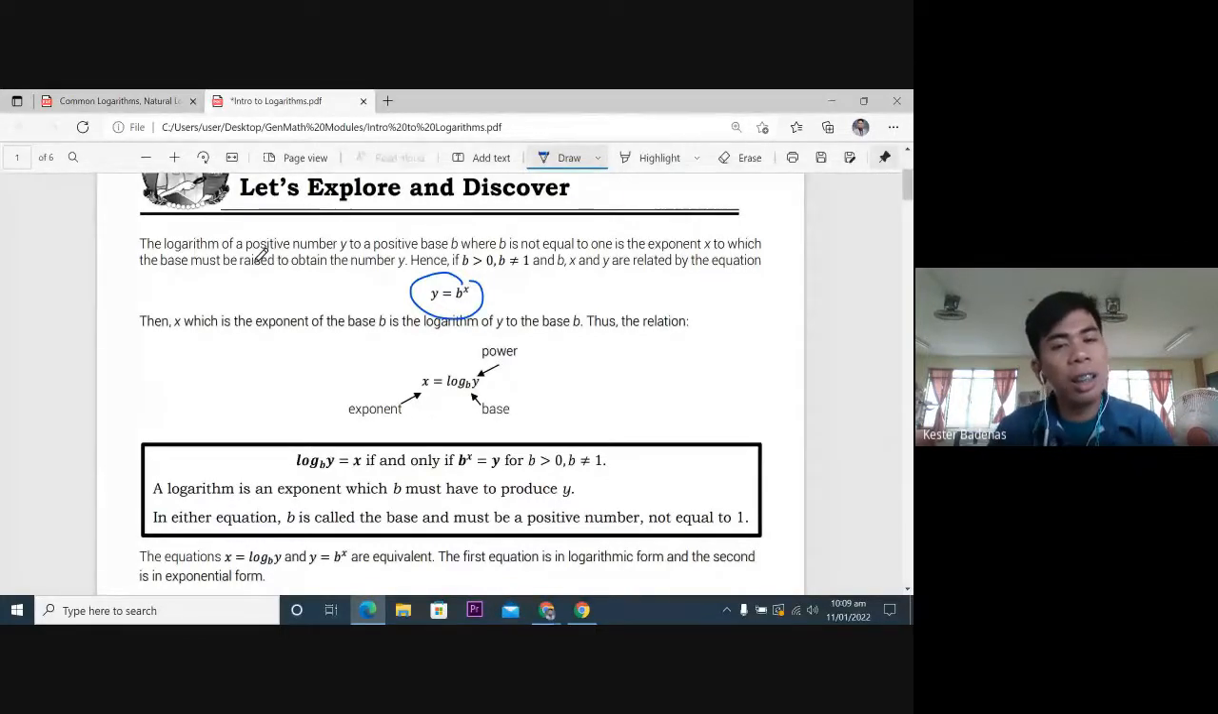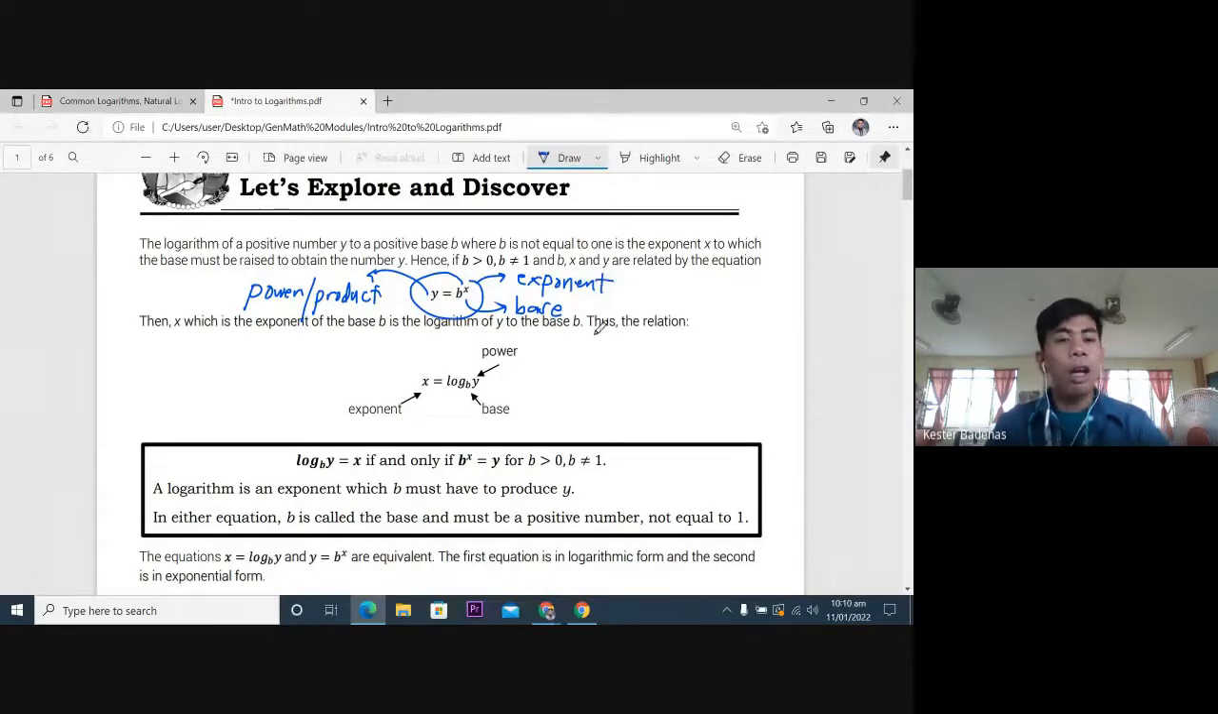So if we have y is equal to b raised to x, we can rewrite that in its logarithmic form. How do we write this in logarithmic form? Dapat po tandaan natin yung parts ng ating exponential function. So if we have y here as the product, or power, or product. And then, of course, we have the b as the base. And x is our exponent.